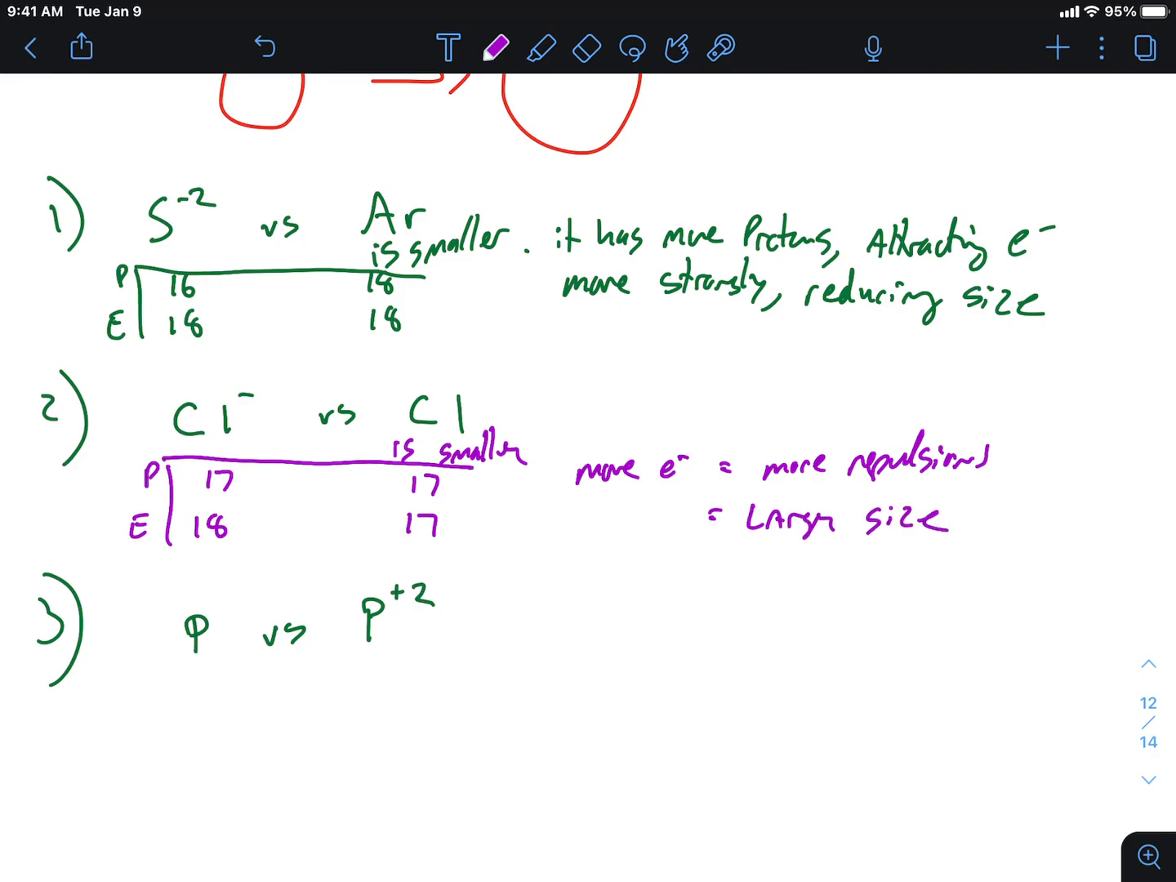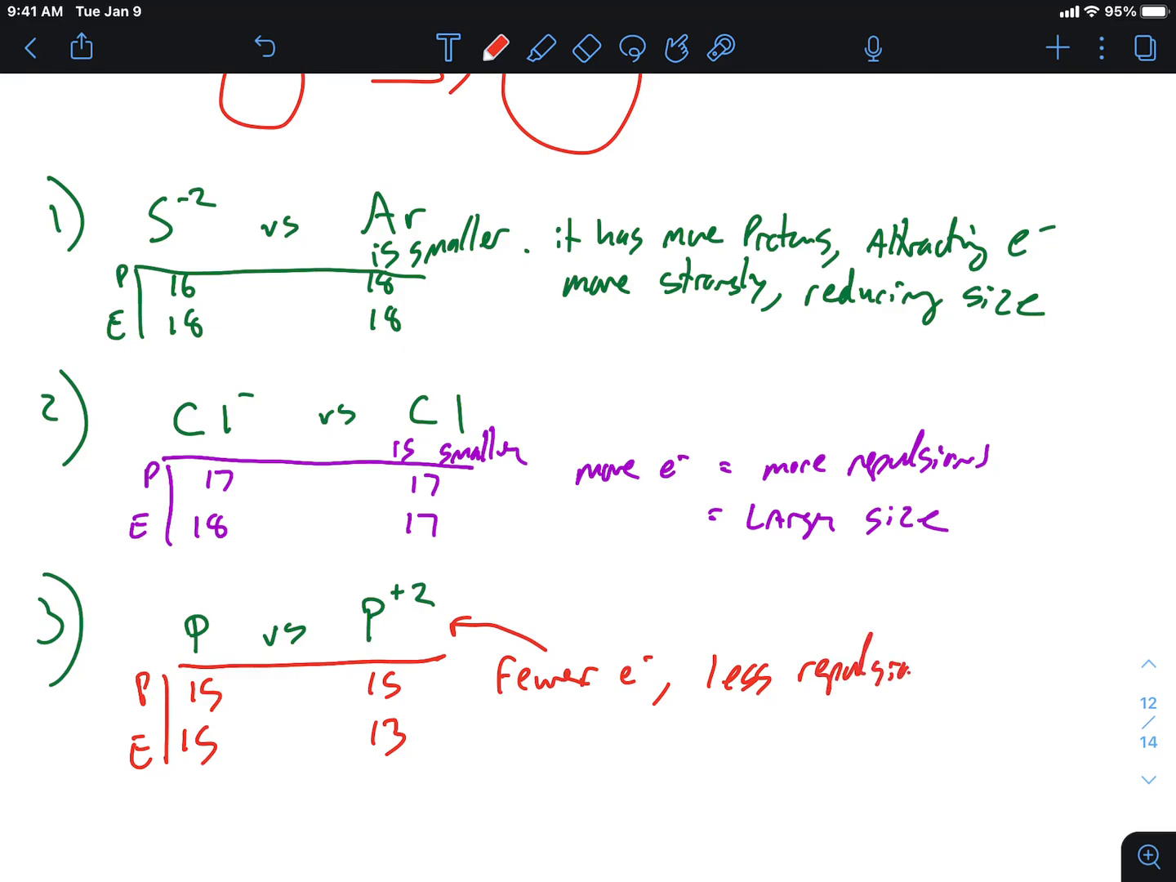Okay. Third example. Ben? Phosphorus with a +2 charge is smaller. Yes. Explain. It has less electrons and smaller repulsion. Okay. Same number of protons, fewer electrons. All right, so fewer electrons, less repulsion, smaller size.